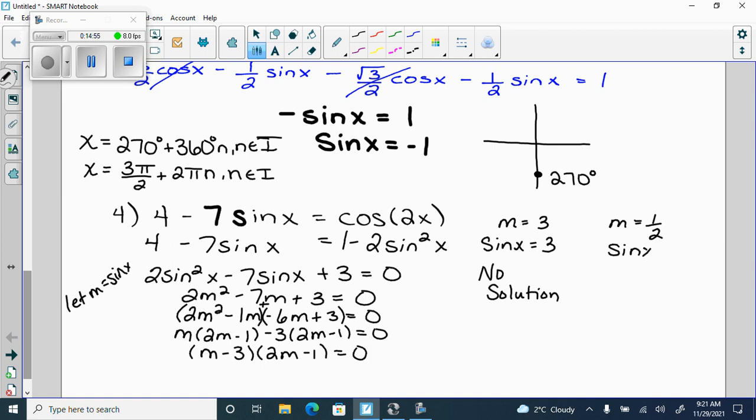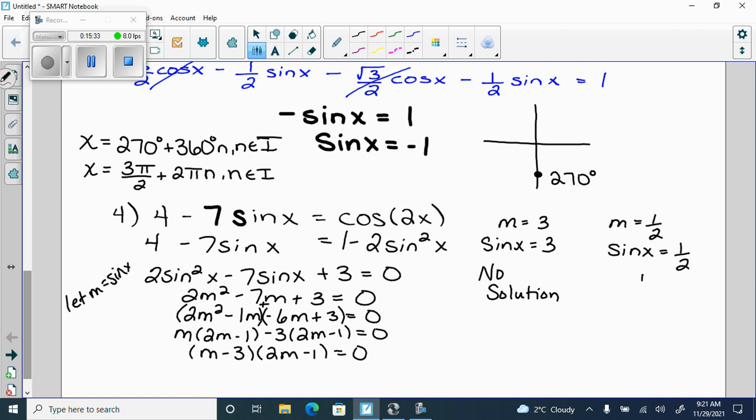It wouldn't be "does not exist." It would be more like "no solution exists." Do you have to say x cannot equal something, or just no solution? No, it's just no solution. There's no place where this crosses. Sine x is here, and 3 is here, and they're just never crossing, so there's no solution.